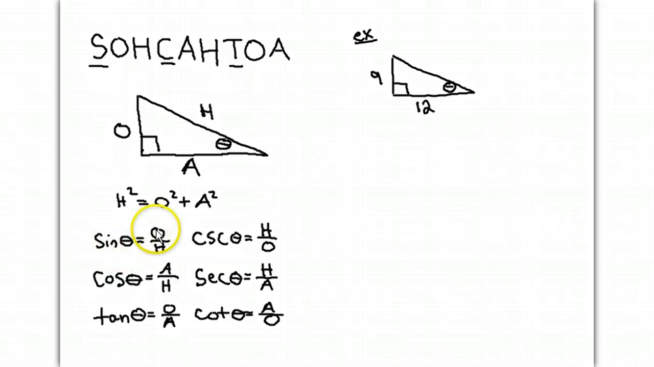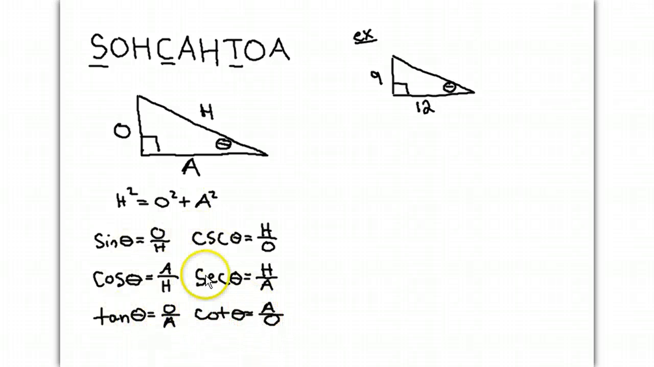Sine will be opposite over hypotenuse. These are referring to the sides of the right triangle. And if you flip sine, then that will give you the cosecant, which is hypotenuse over opposite. Cosine is adjacent over hypotenuse, which is A over H. And if you flip the cosine, you will get what's called the secant, which is H over A. Tangent will be the opposite side of the triangle divided by the adjacent side. And cotangent will be the reverse of that, which is adjacent over O.